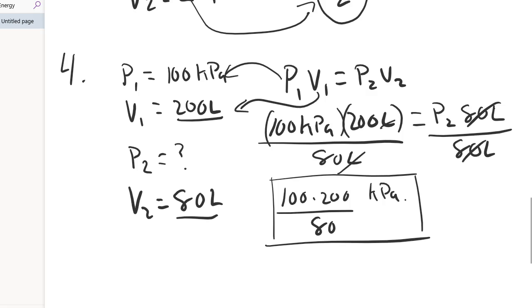And you'll find that the initial pressure and volume is related to the final pressure and volume, and it's related inversely. So that when you increase the pressure, the volume goes down, and when you decrease the pressure, the volume goes up.